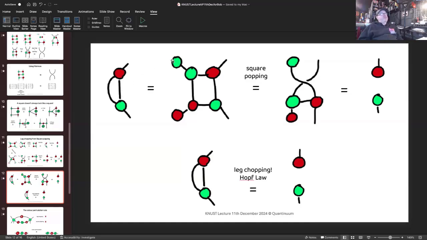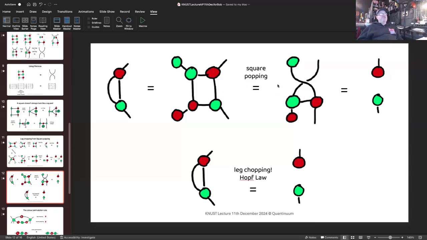Next thing you do is, now, you can basically use the square popping rule, which is getting rid of this square in the usual way. I didn't draw it out in detail here, but then you end up with this configuration. Essentially, this green dot now gets copied to this red dot. This red dot gets copied to this green dot. And then in the middle, you have just a number that you can forget about, without inputs and outputs.